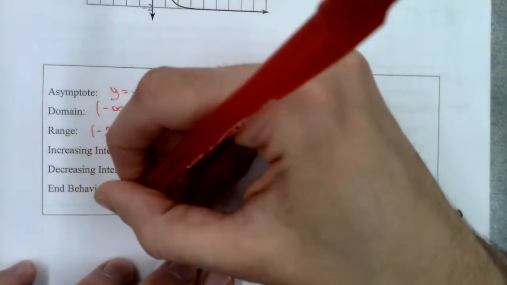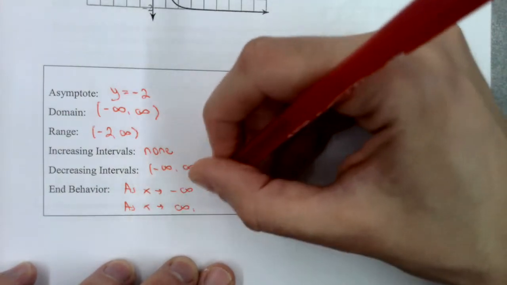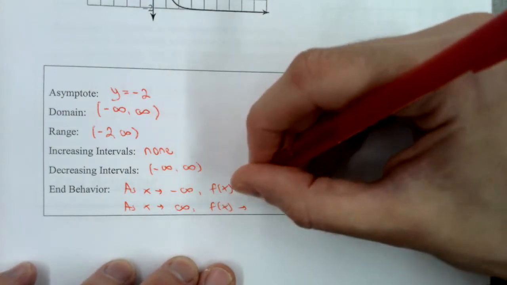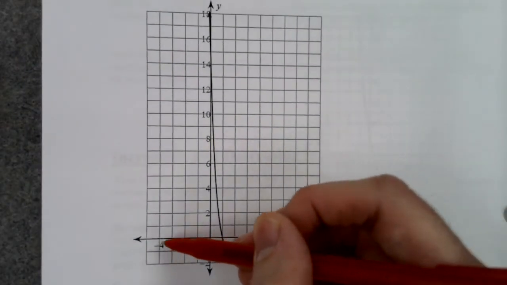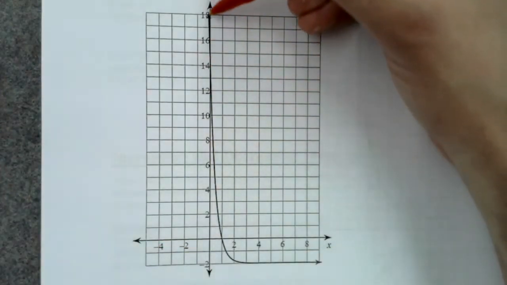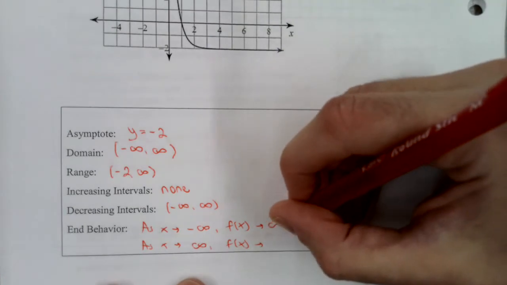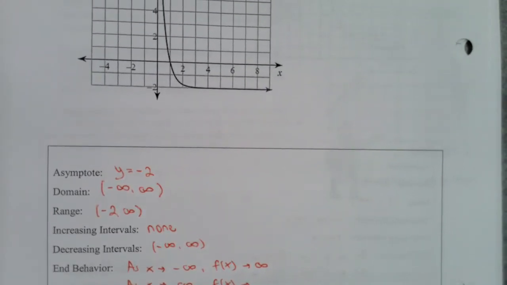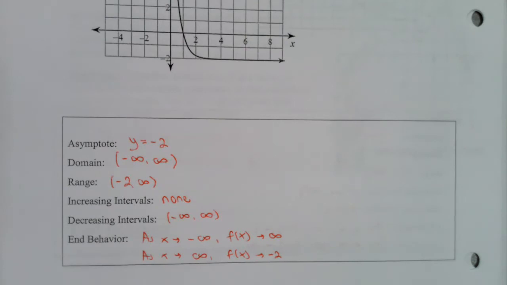And then the end behavior. What's happening as x approaches negative infinity? And what's happening as x approaches positive infinity? Well, as x approaches negative infinity, as x gets smaller and smaller, the graph is going up towards positive infinity. And as x gets bigger and bigger, as x approaches infinity, the graph is approaching -2, the asymptote, but it's never actually touching -2, so that's my answer.